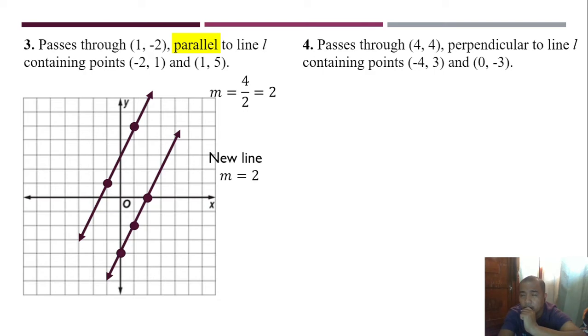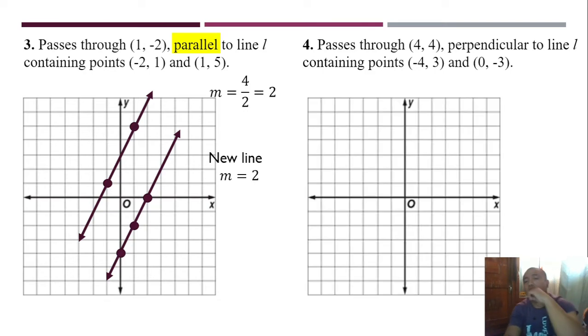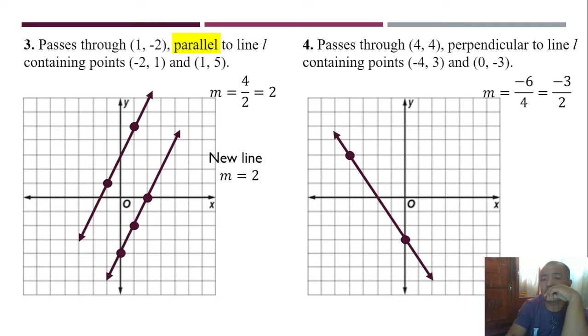Passes through 4, 4 perpendicular to the line L containing points -4, 3, and 0, -3. Okay, that's 0, -3. That's -4, 3. Connecting the points to form a line. What is the slope of that line?